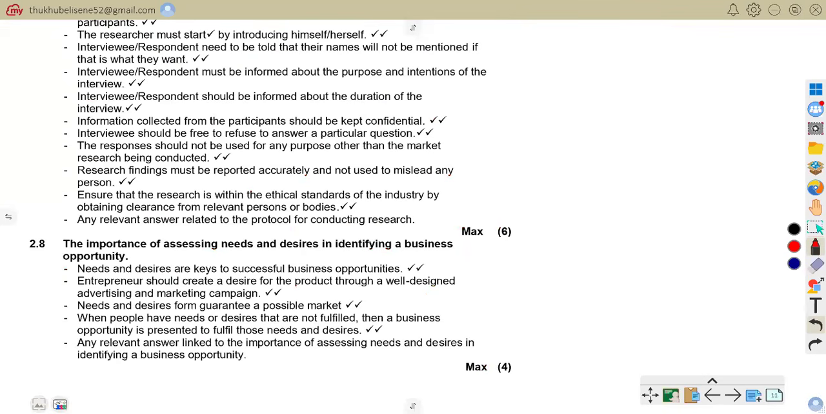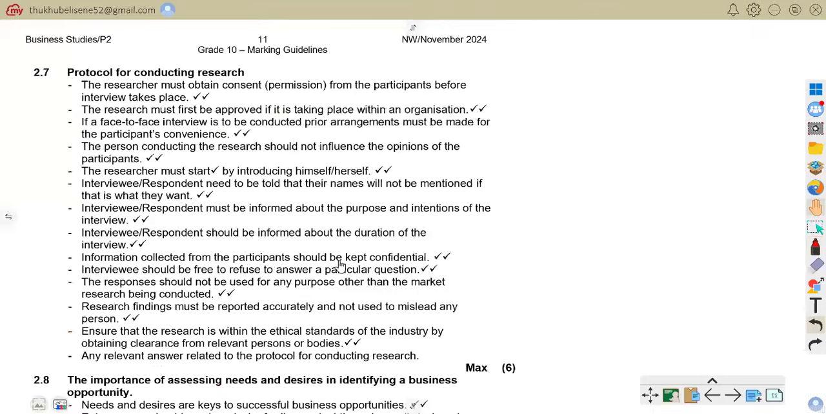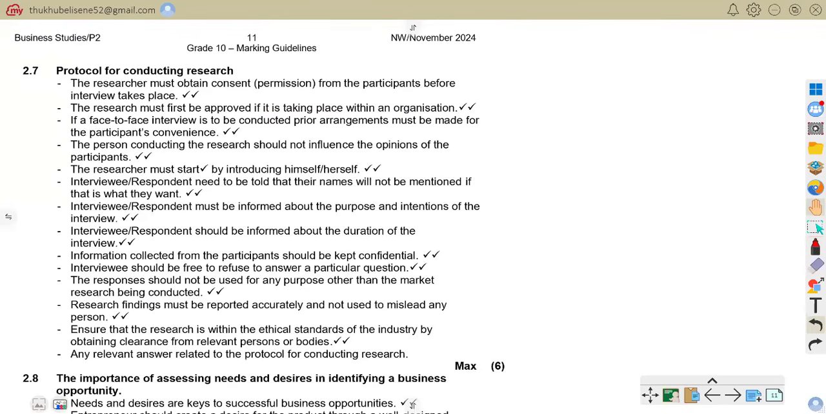So here we are on the protocol of research. The protocol for conducting research.